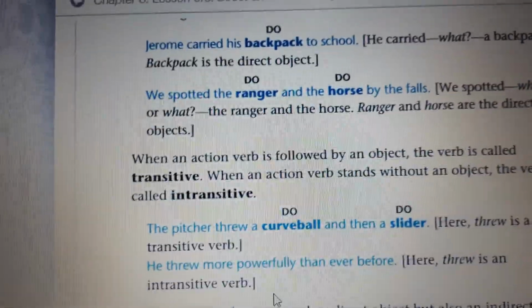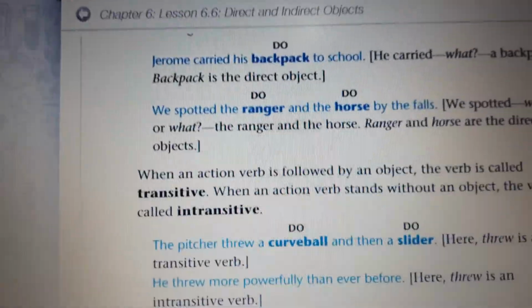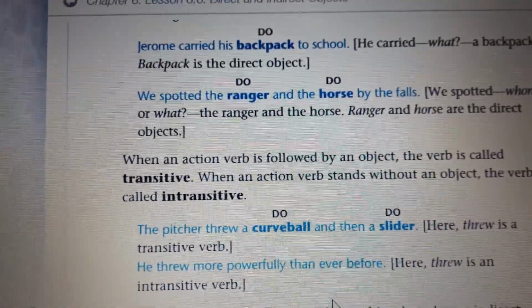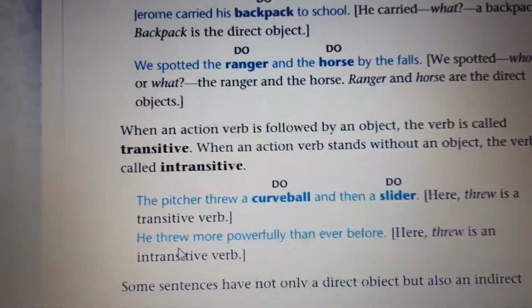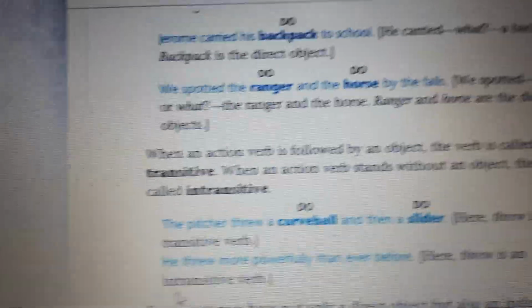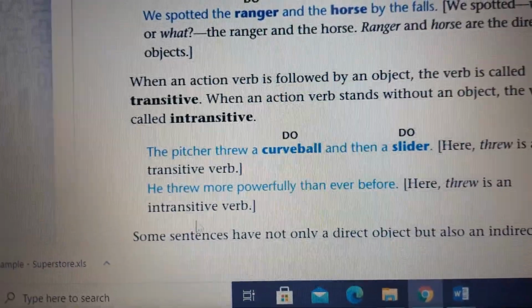And here, too, more powerfully than ever before. We didn't have a direct object here, right? So this is an intransitive verb, okay?